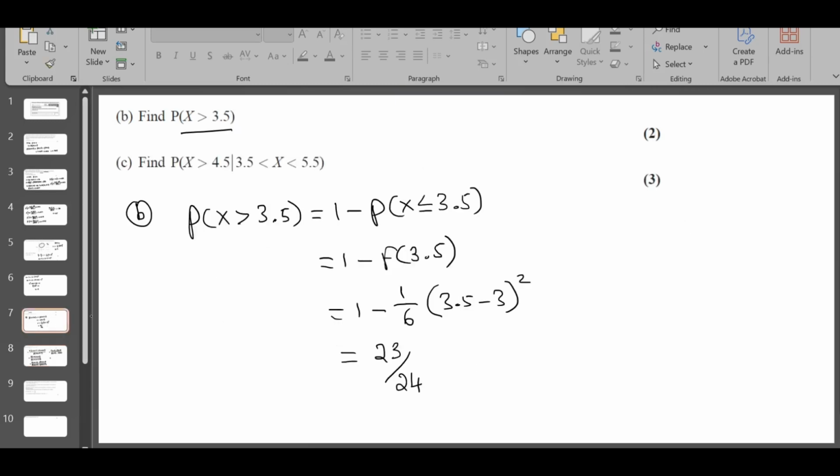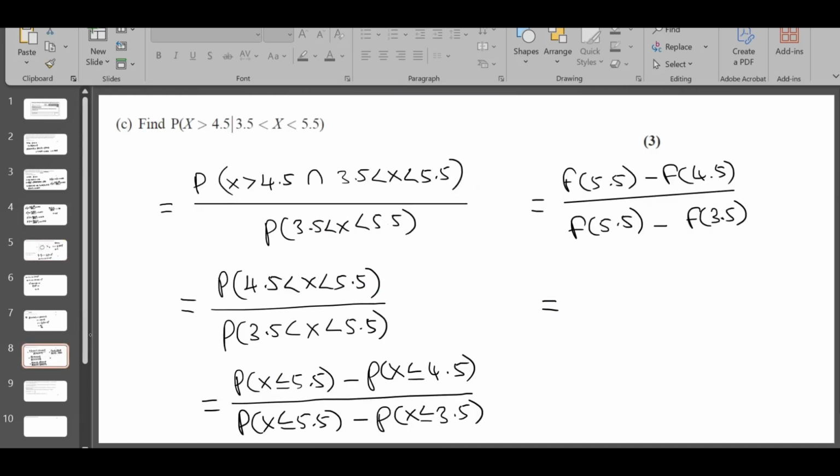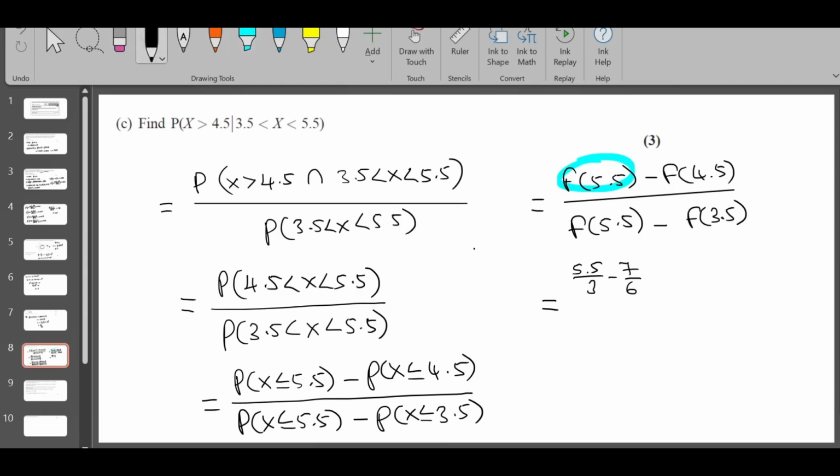We'll take the cumulative. F of 5.5: the C value is 6, and 5.5 is here. So you need to take this function, replace X by 5.5. So X over 3 minus 7 over 6. That's basically F of 5.5. Minus, okay, denominator also 5.5 over 3 minus 7 over 6.